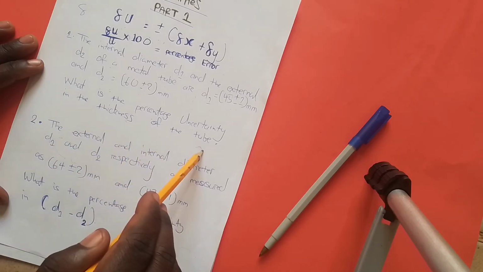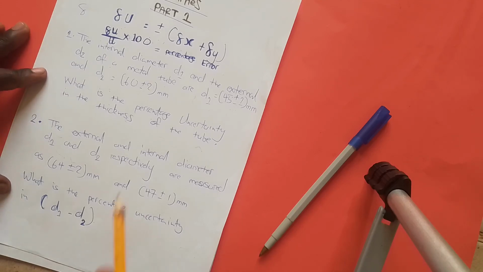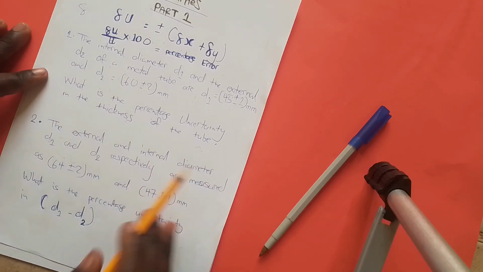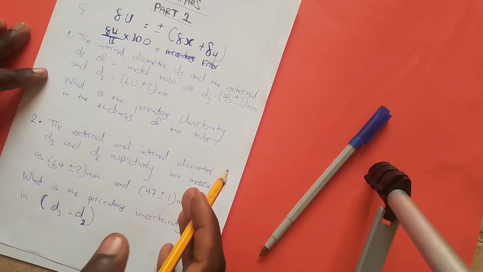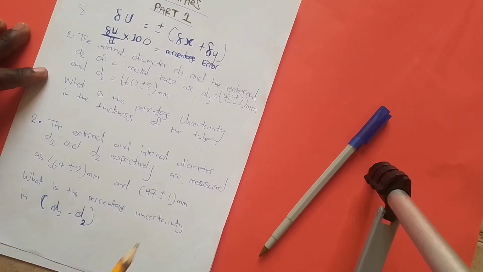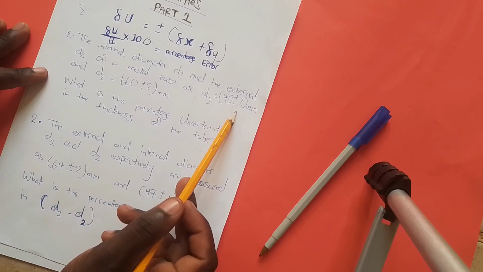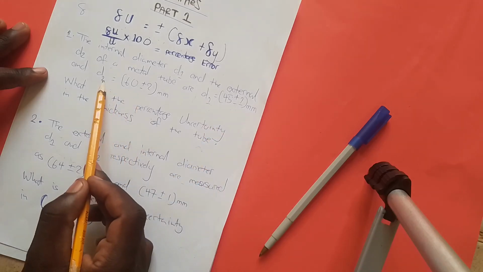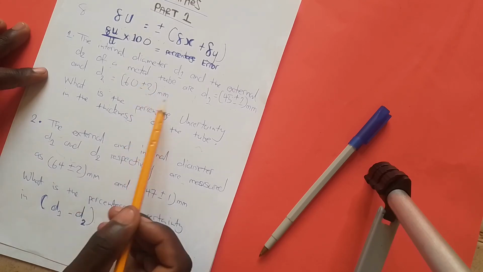So how do we find the thickness of the tube? It's very simple. The thickness of a tube is the external diameter minus the internal diameter. That's the thickness of the tube. The question here is focused on the uncertainty, because the internal diameter d1 is plus or minus 1 millimeter, and d2, the external diameter, is plus or minus 2 millimeters. So what does the rule say?